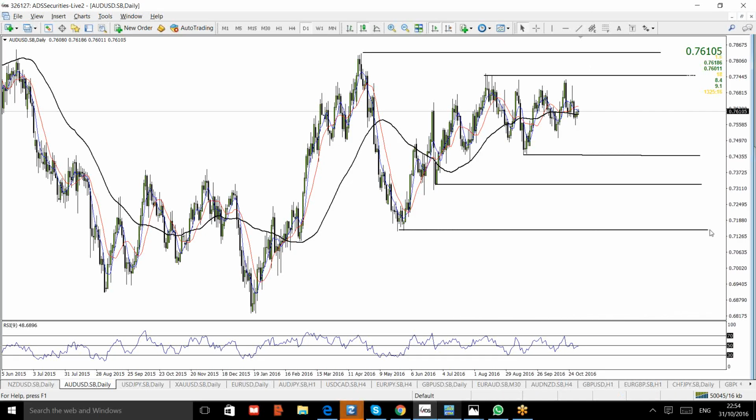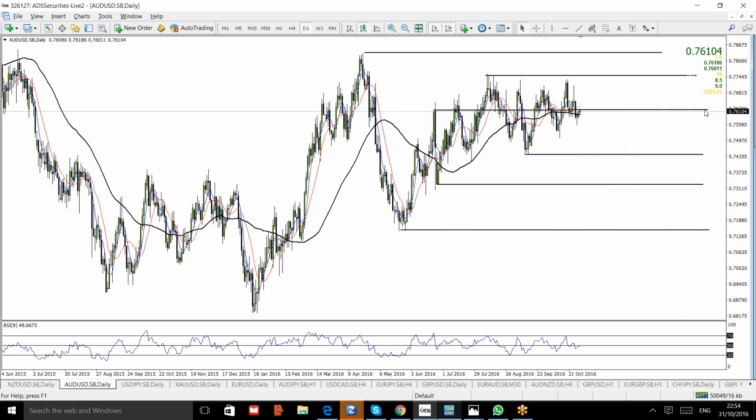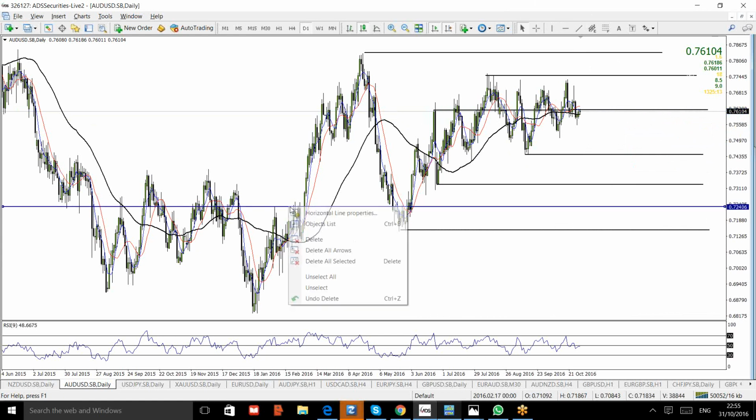I'm marking points of reaction, guys. This is how I mark my charts. So I've marked the major points of reaction, as far as my charts are concerned. And then I'm marking the points of failure, guys.